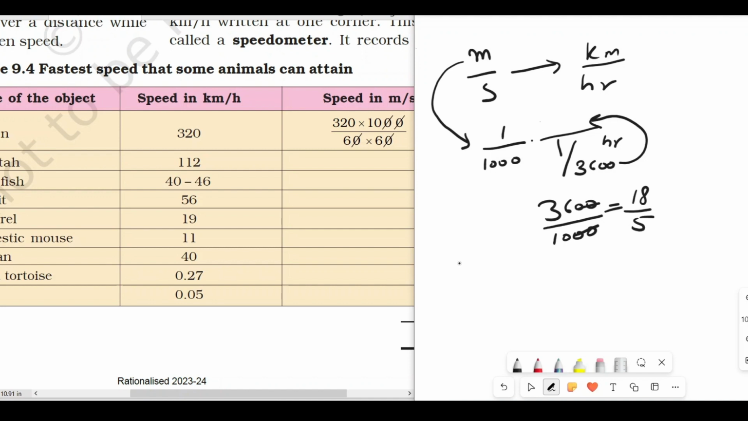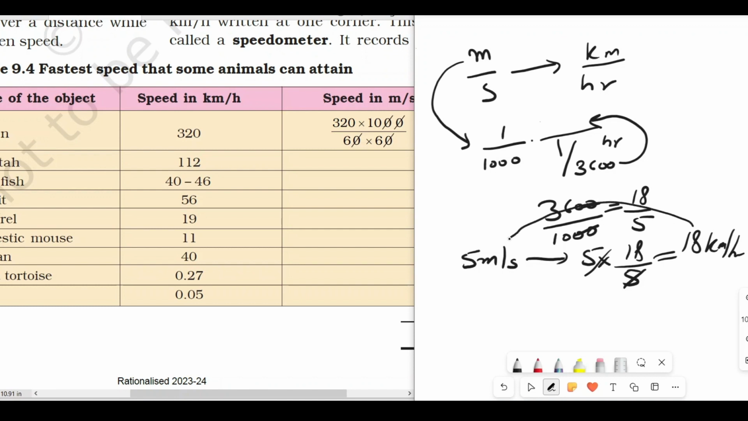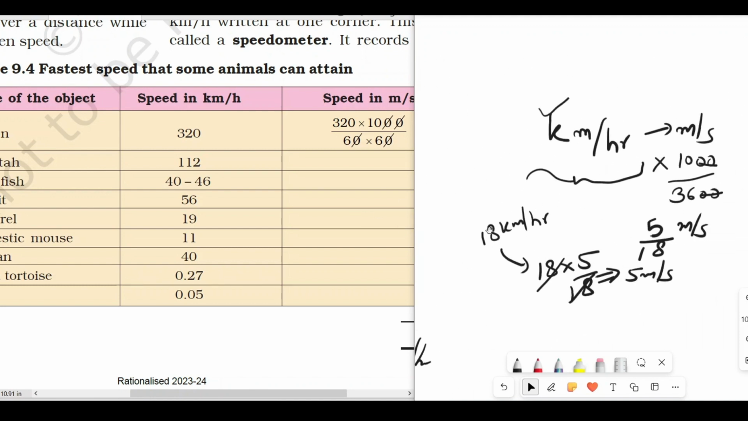So if you are ever given a speed in meters per second, how would you convert it into kilometers per hour? You just multiply this by 18 upon 5. So 5 into 18 upon 5 is 18 kilometers per hour. So you can see that 18 kilometers per hour is 5 meters per second, and 5 meters per second is 18 kilometers per hour. And that's what we were seeing in the previous calculation as well.